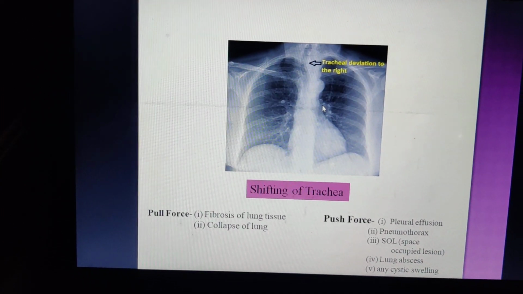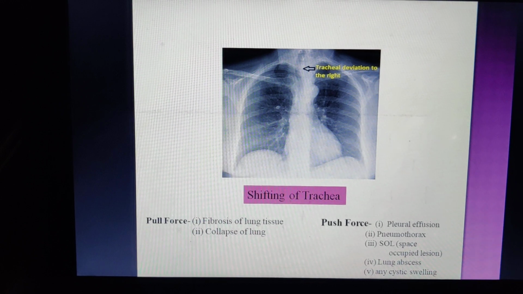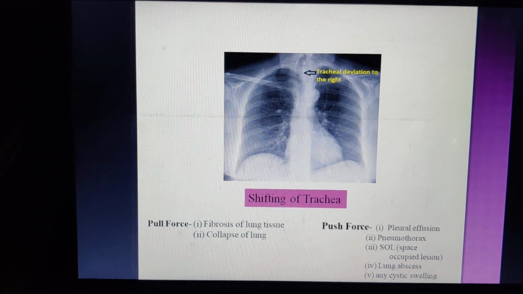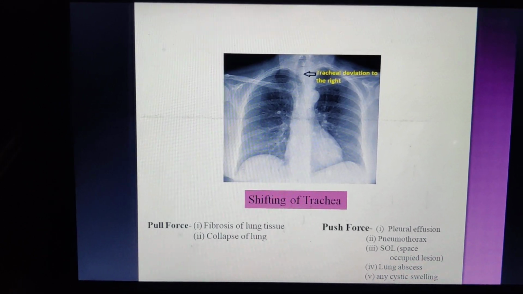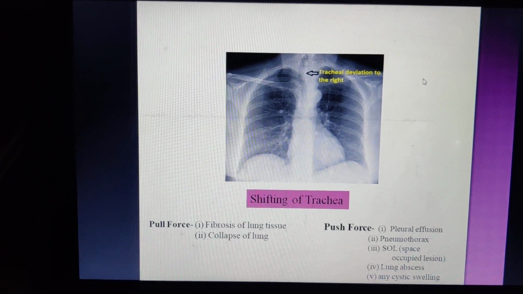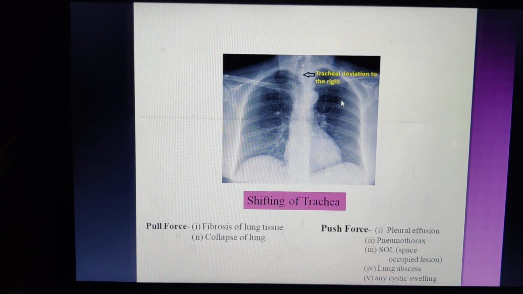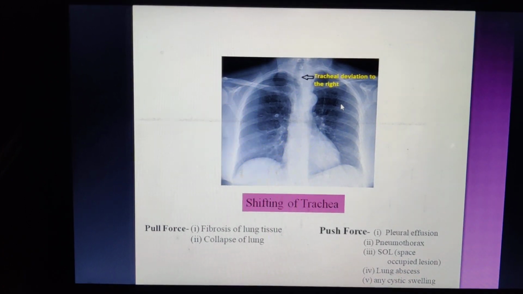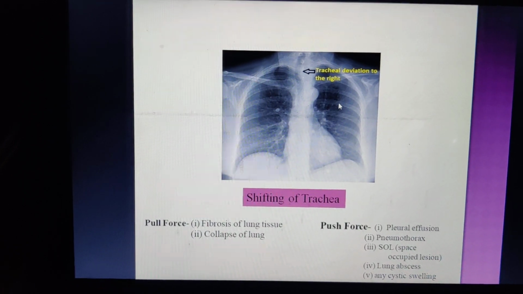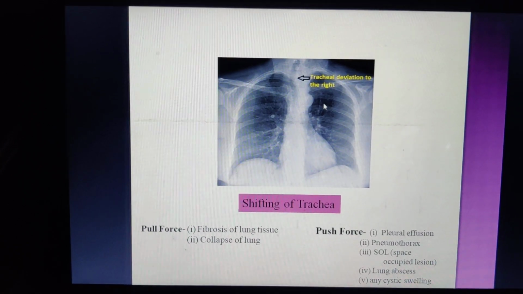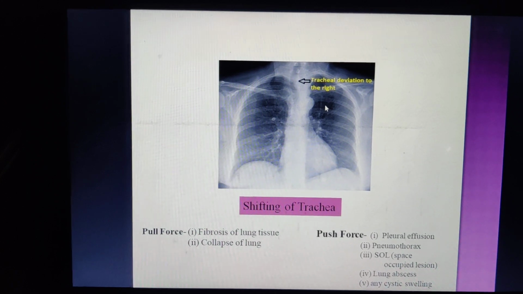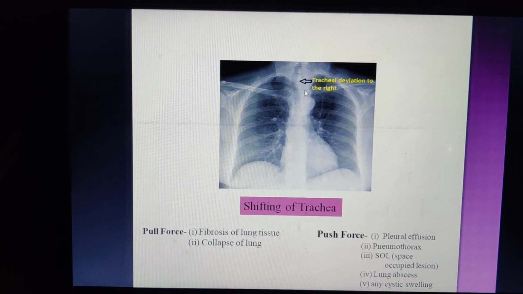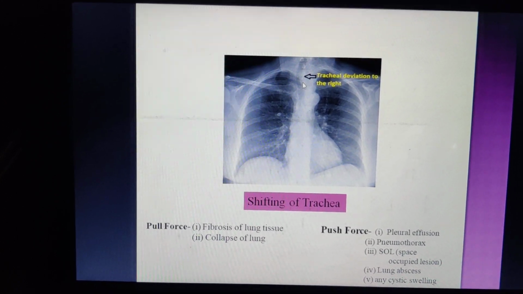Second is the push force. If there is pleural effusion, pneumothorax, SOL, space occupying lesion, or lung abscess, what will happen? Assume in this condition having any of these abnormalities like lung abscess or any cystic swelling, what will it do? It will cause the push force, and the trachea will be deviated toward the opposite direction.